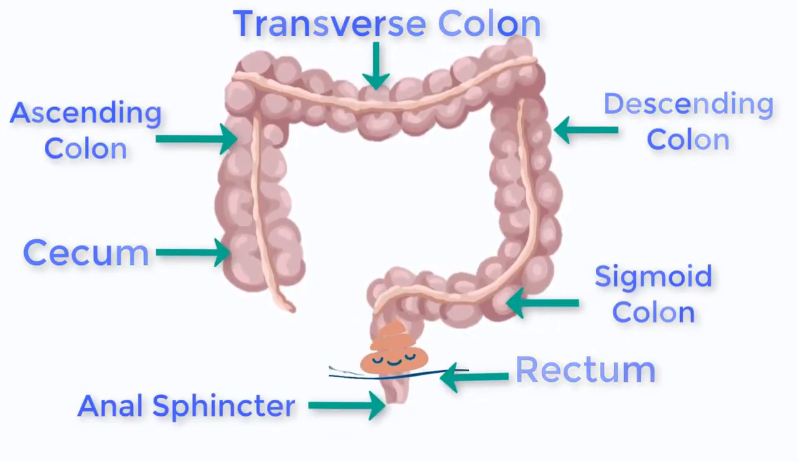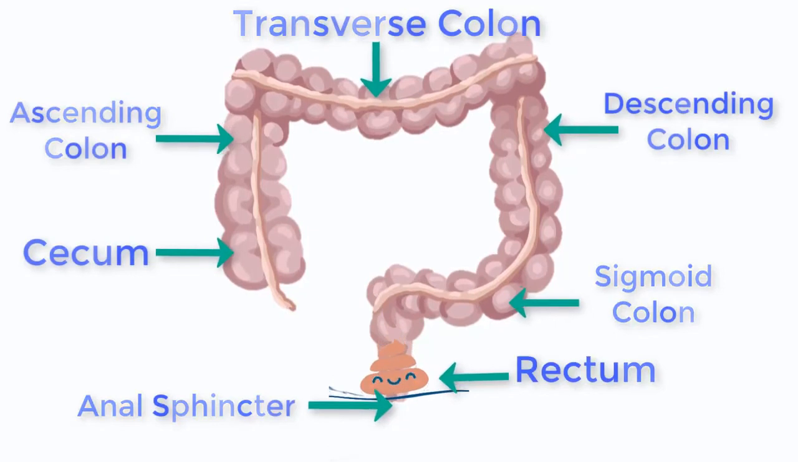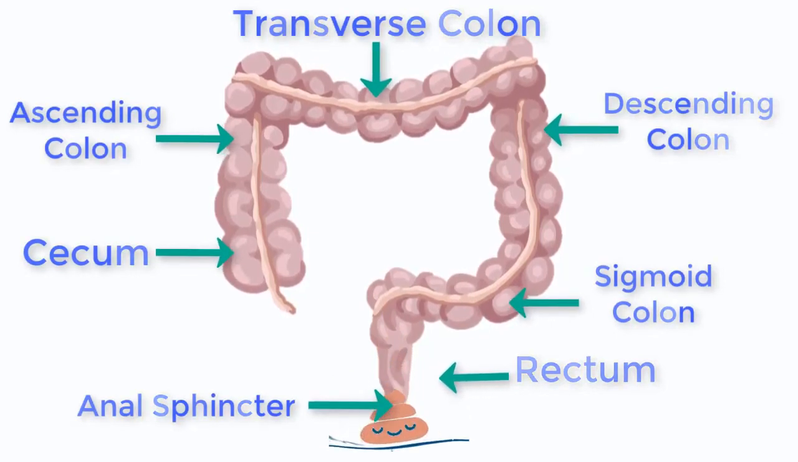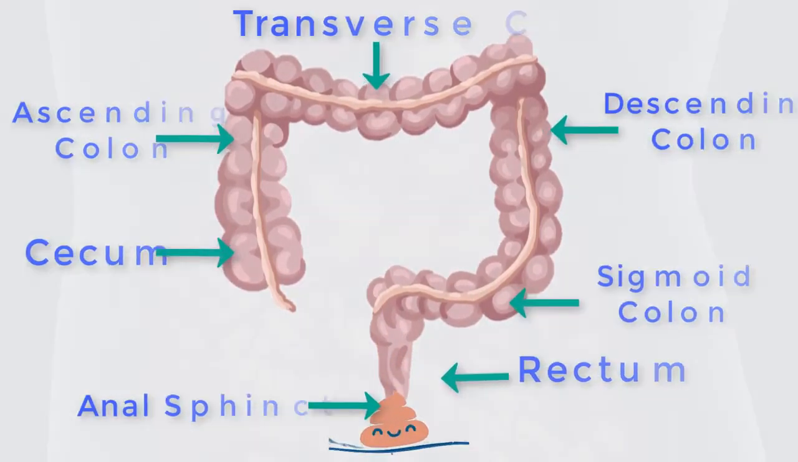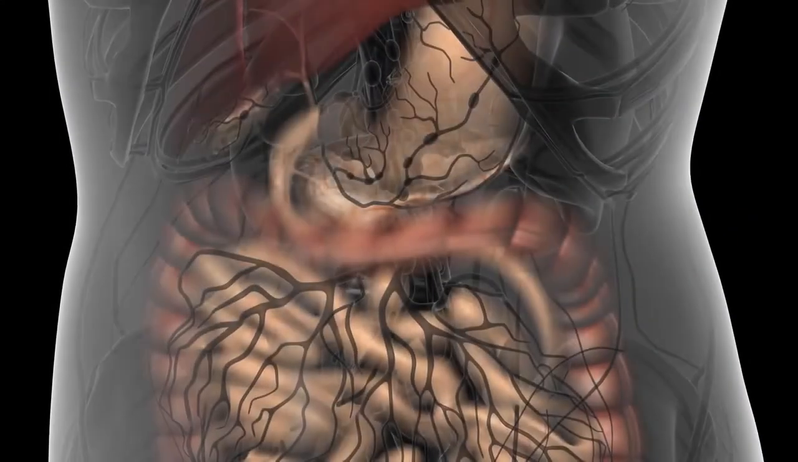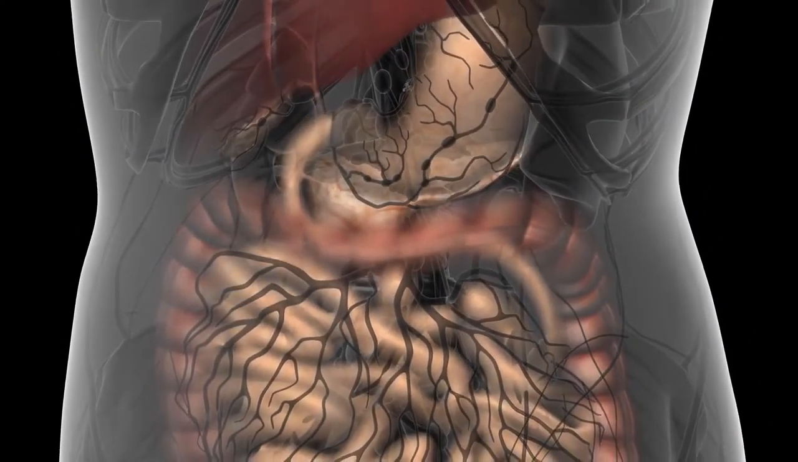The anal sphincter is where feces comes out. Now that's quite a story, without a doubt. So this is what happens to the food in your soup. It takes a lot to turn it into poop.